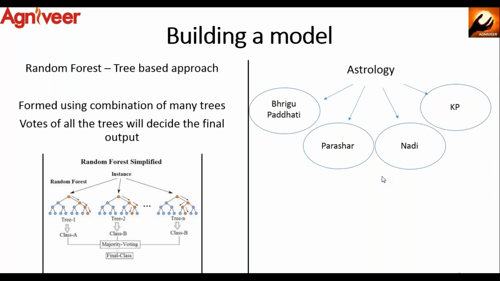So let's say I'm getting certain results from Bhrigu, certain results from Parashar, certain results from Nadi, and certain results from KP. I can make an analysis on the basis of all these four techniques, or even more than that. I can include palmistry as well. Just like random forest, which uses the final output of all the trees, I can use the output of all of these and feed it into my final model. I can have a majority voting out of this and make a prediction. So if something is going to happen in a person's life, it should reflect from all these techniques equally.